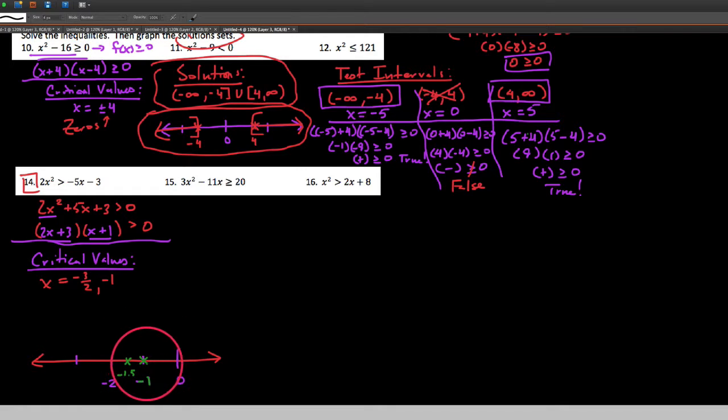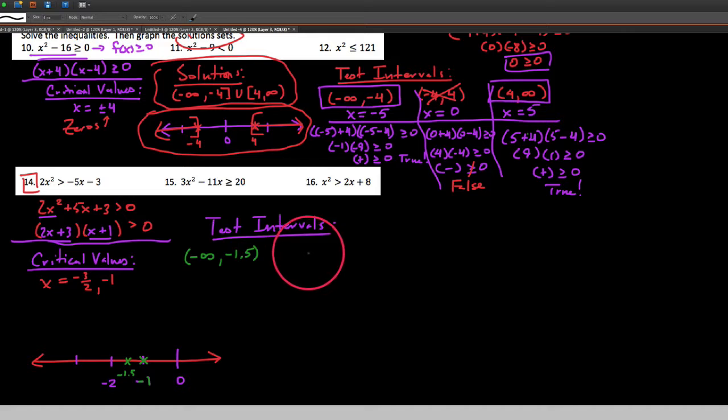If I have two critical values, it means that I've split up my number line into 3 different intervals. So what would my test intervals be? Our first test interval would be from negative infinity all the way up to negative 1.5, which was one of our zeros. Our next test interval would be from negative 1.5 to negative 1, so a very short interval. And then our last test interval would be from negative 1 out to positive infinity.